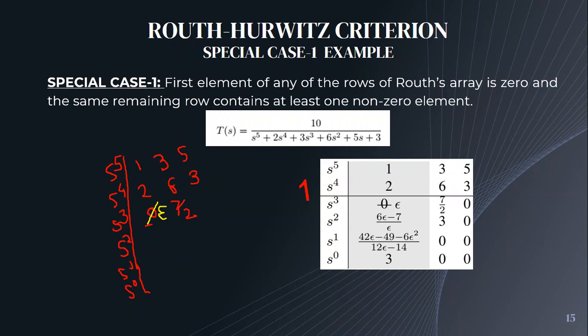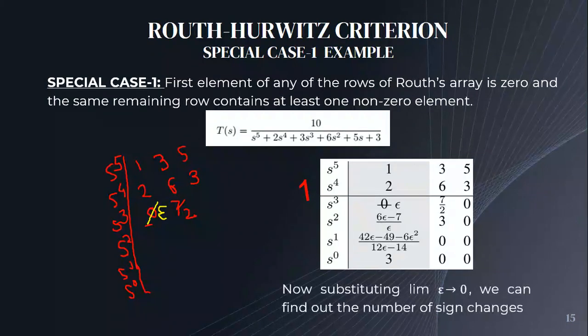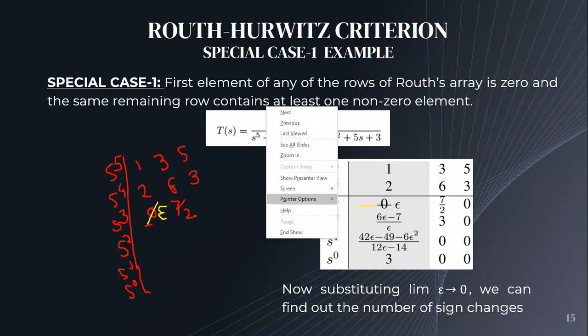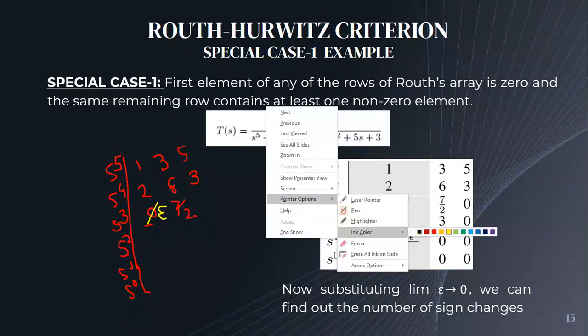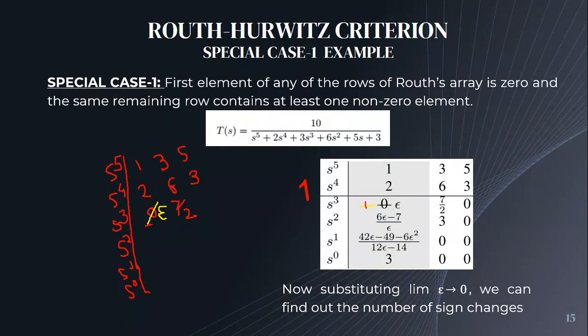Now if I substitute eta equals 0 and try to find the solution of this particular Routh array, I can find the number of sign changes. Over here, I assume it to be positive. If I take separate terms, 6 minus 7 by eta, 7 by eta is again infinity, so anything minus infinity gives a negative number. So from positive to negative, there is the first sign change.